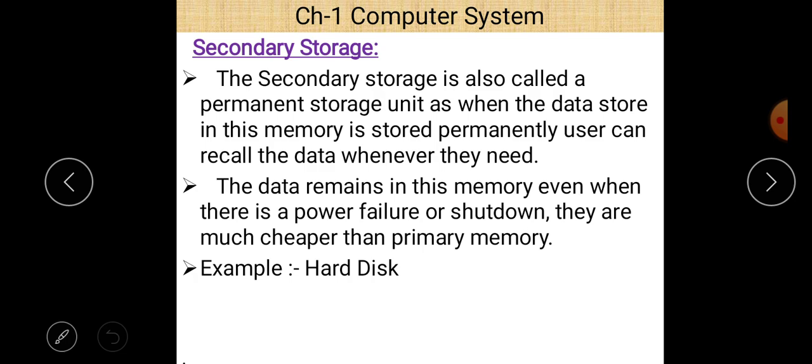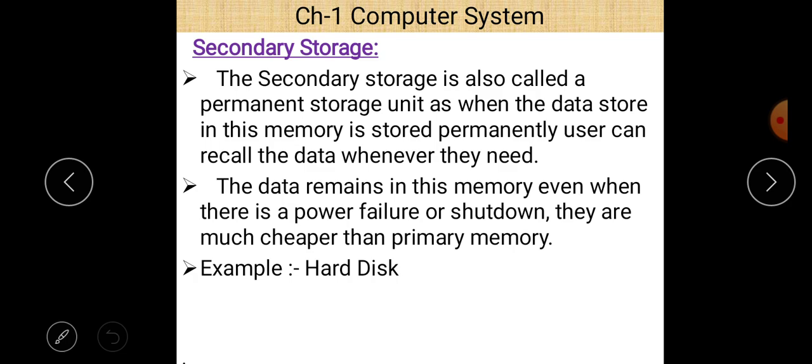Next is the secondary storage. The secondary storage is also called the permanent storage unit, as the data stored in this memory is stored permanently, and the user can recall the data whenever they need. The data remains in this memory even when there is a power supply off or shutdown. They are much cheaper than primary memory. An example is the hard disk.